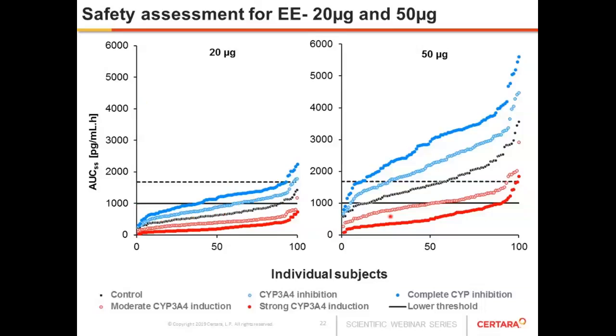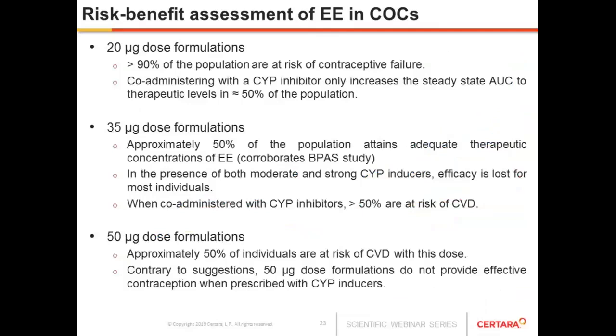For 50 micrograms, this graph on the right is showing that the concerns raised with 50 micrograms are quite true, because you have a significant number of individuals that are having concentrations above 1,675. And this is even made worse when you combine with a drug that inhibits the clearance of ethinylestradiol. So in summary, I've tried to summarize the numbers on this slide.